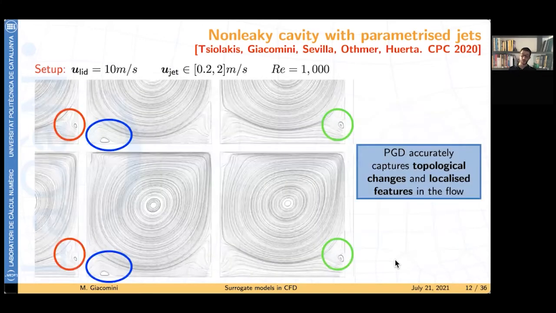If we actually zoom in, remember the top is the surrogate model and the bottom is the reference solution. We observe that the PGD surrogate model is actually able to capture precisely localized features of the flows and topological changes, so appearance and disappearance of the vortices.